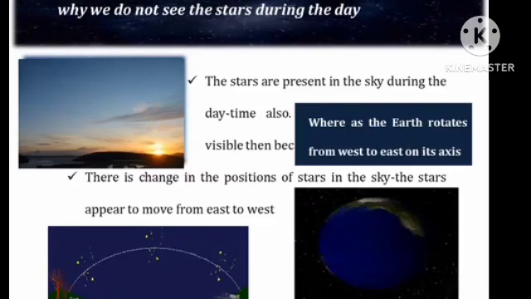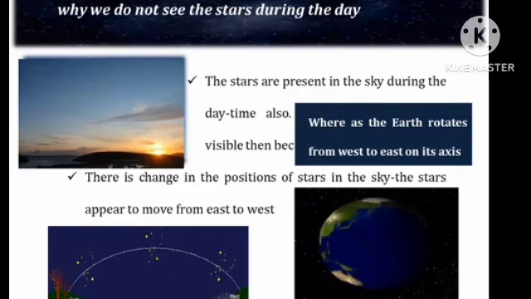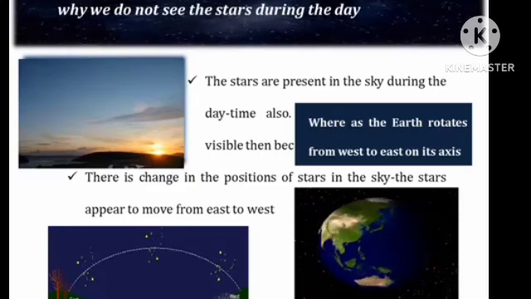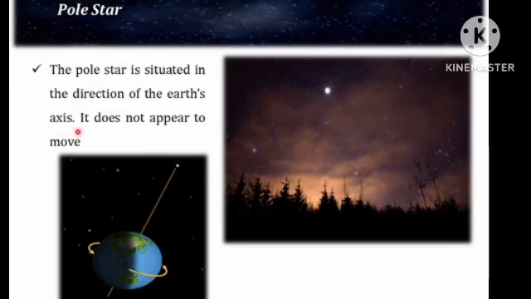Similar is the case here. The earth rotates from west to east on its axis, hence the stars all appear to move from east to west. Now let's study about a star that does not appear to move. It is the pole star. It is situated in the direction of the Earth's axis. Hence, it does not appear to move.